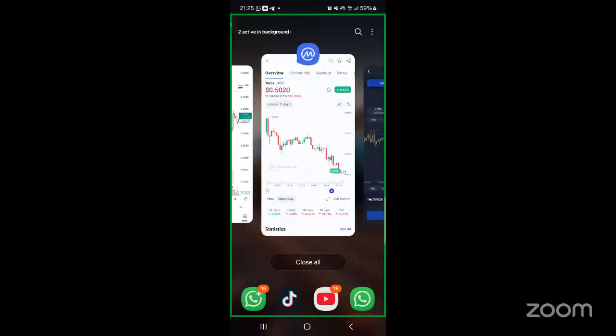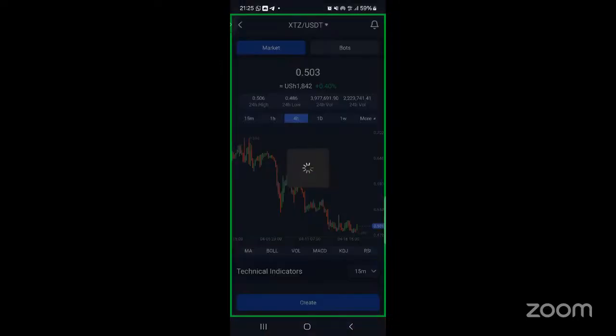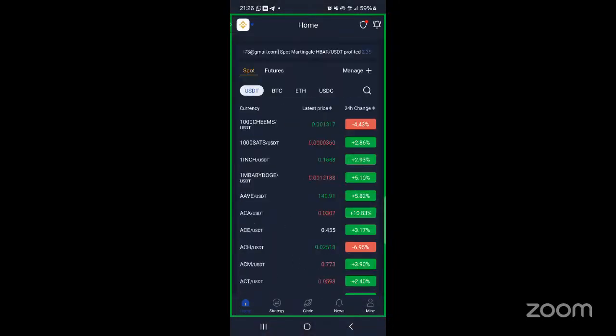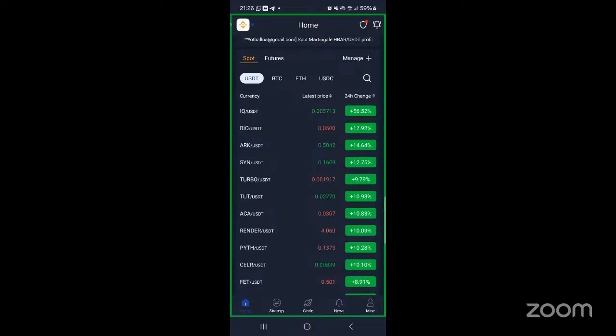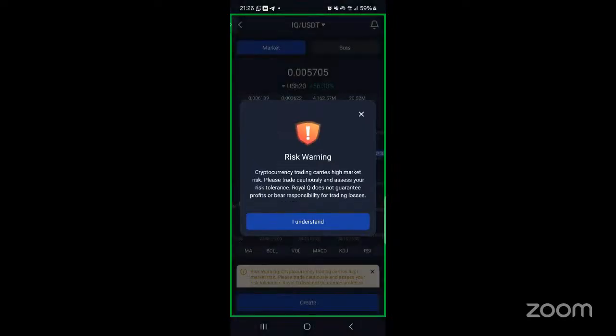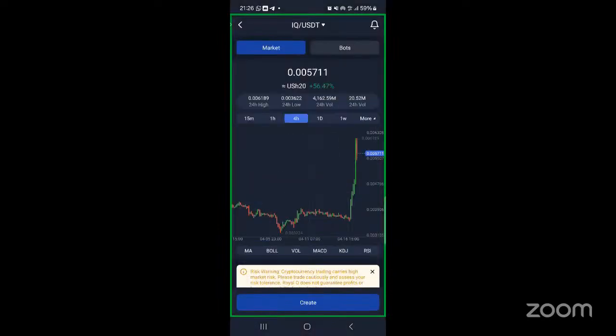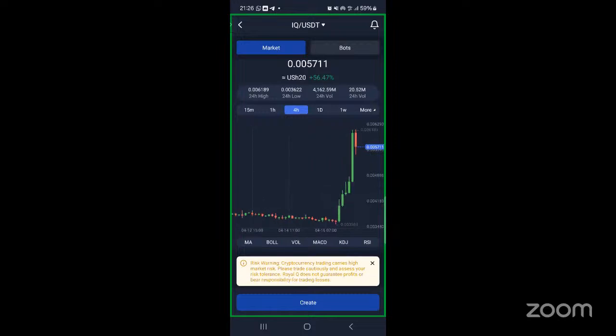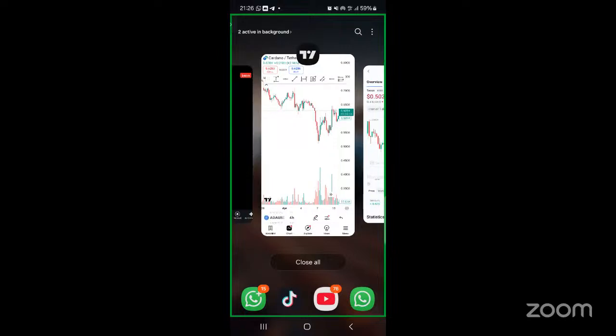Now let me check a coin that is pumping. This is for Richard, who was asking me about a pumping coin. IQ. IQ is not among the top 100 coins. So this is a warning to those who want to trade a pumping coin, this is for you. Look at this coin. It has pumped massively. So I'm going to search for this coin if I want to get into this kind of a project.